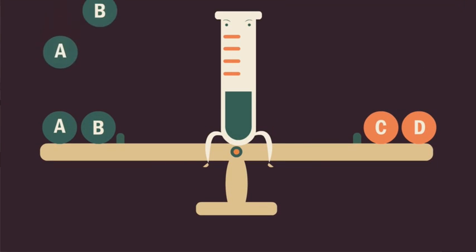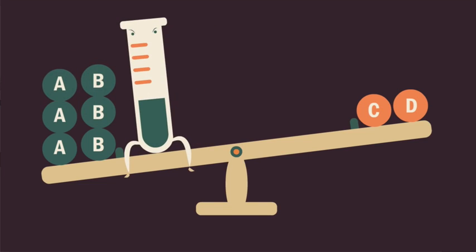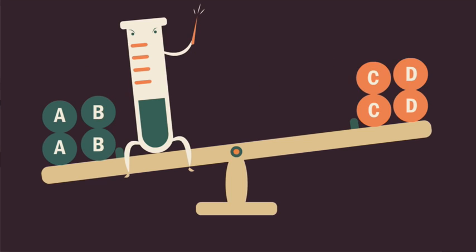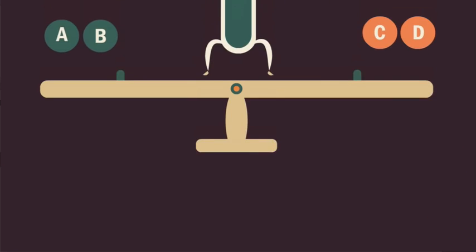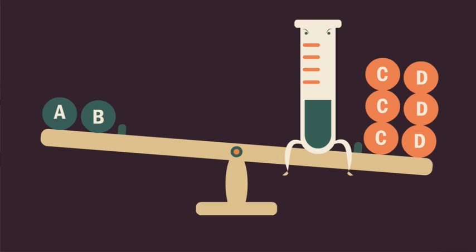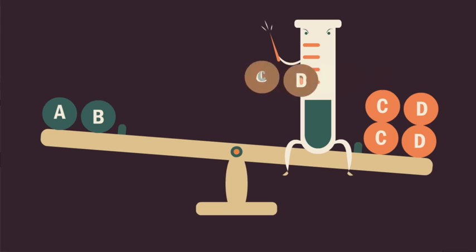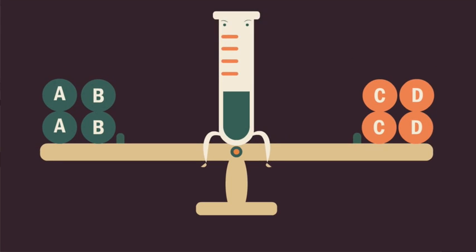If we added more A and B, the system becomes stressed and is no longer at equilibrium. To counteract the stress, the system forms more C and D in order to remove the excess A and B. The equilibrium, therefore, shifts to the right. If we added more C and D, the system becomes stressed and is also no longer at equilibrium. So to counteract the stress, the system forms more A and B. Therefore, the equilibrium shifts to the left.